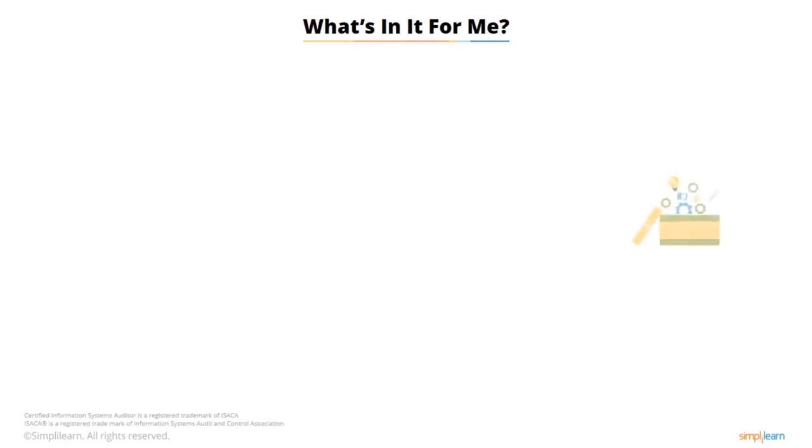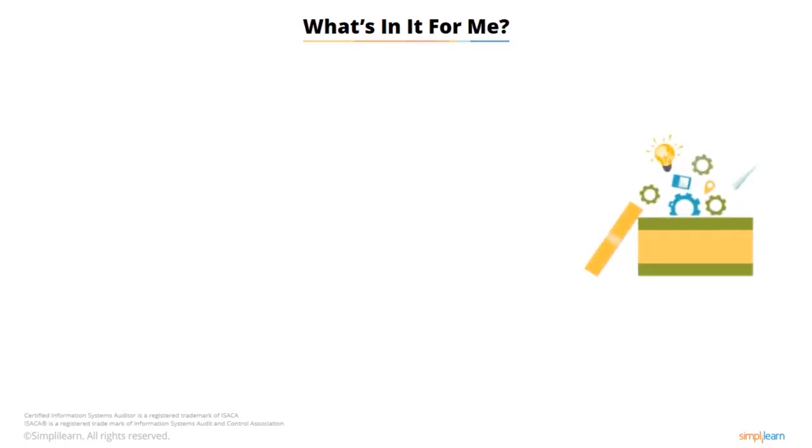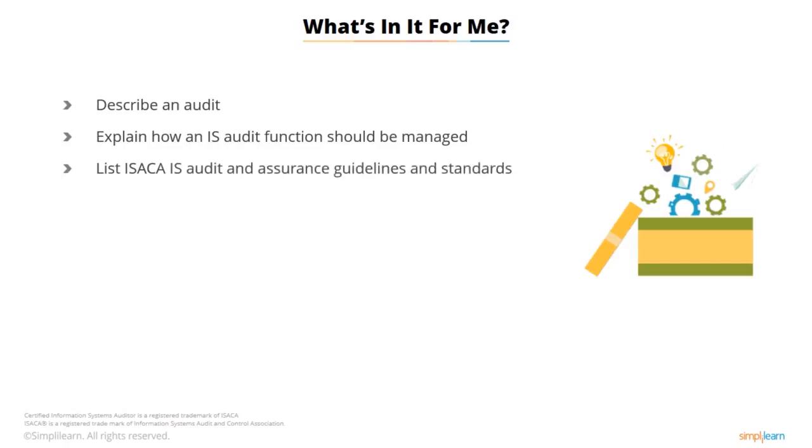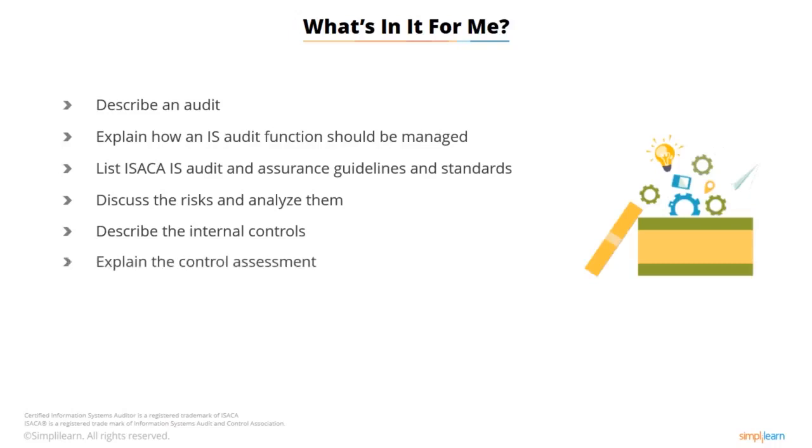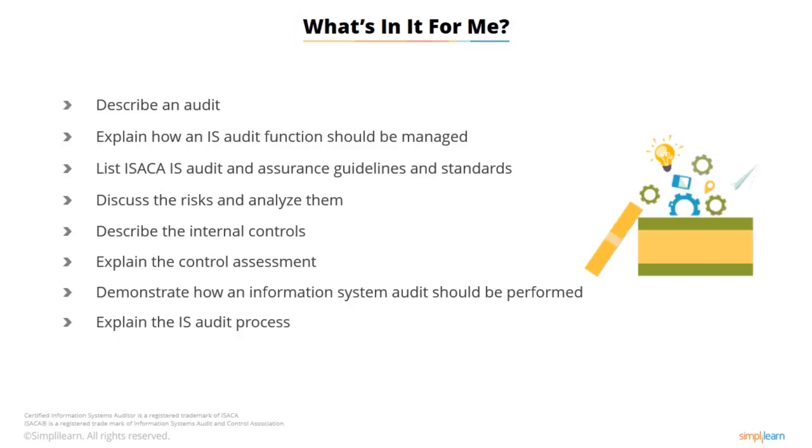After completing this domain, Domain 1, you'll be able to understand basically what an audit is and how an IS audit function should be managed. You'll be able to detail the CISA IS audit and assurance guidelines and standards. You'll be able to discuss risks and how to analyze them, and discuss and understand internal controls. You'll also be able to explain the control assessment. You'll be able to demonstrate how an information system audit should be performed, and expound upon the details of the audit process. Possibly most importantly, you'll be able to apply the CISA audit principles to your audits.